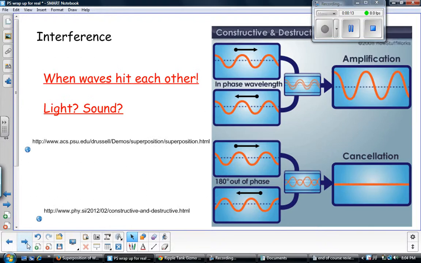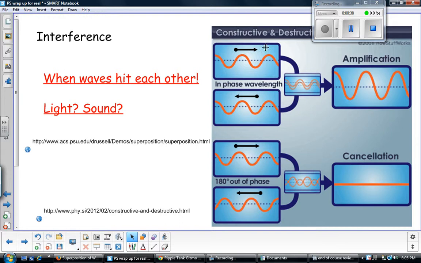Alright, we've been talking about what happens when waves hit things, and right now we're going to talk about what happens when waves hit each other. We could talk about this for light or for sound or for any other kinds of waves, but people often focus on light when they talk about this, for reasons that you'll see soon.